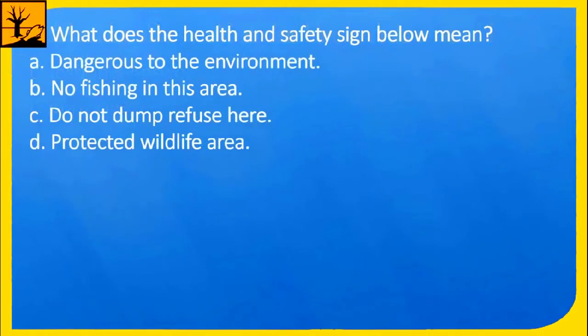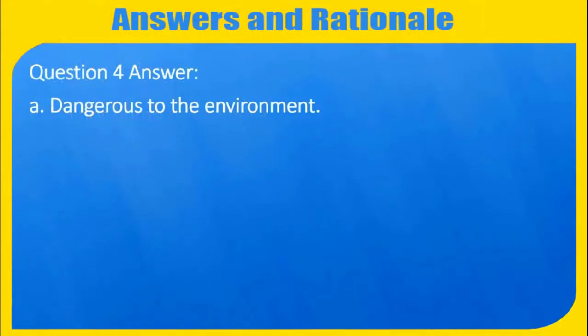Question 4. What does the health and safety sign below mean? A. Dangerous to the environment. B. No fishing in this area. C. Do not dump refuse here. D. Protected wildlife area. Question 4 Answer A. Dangerous to the environment.